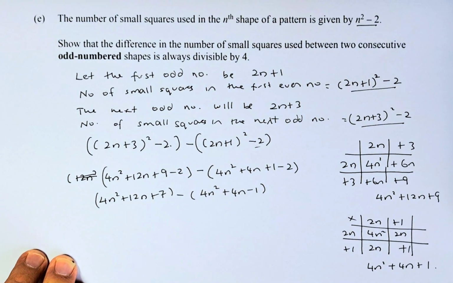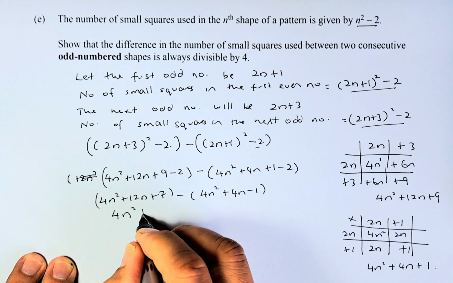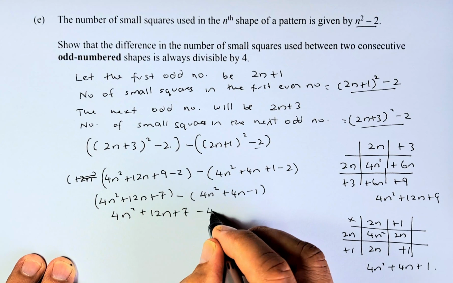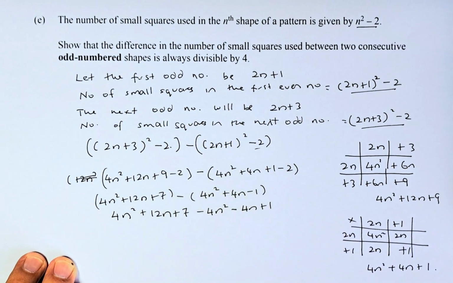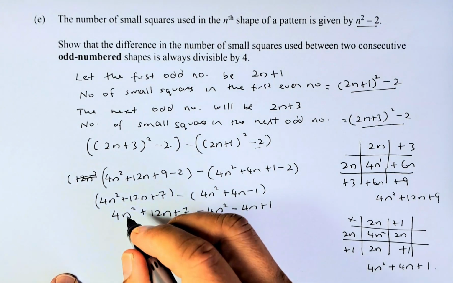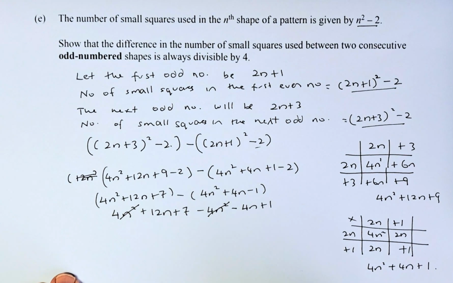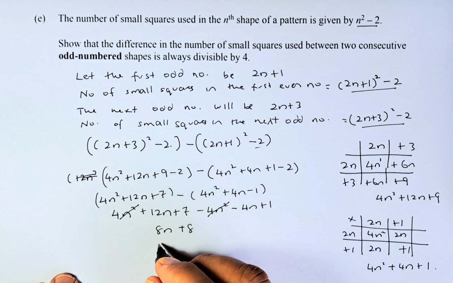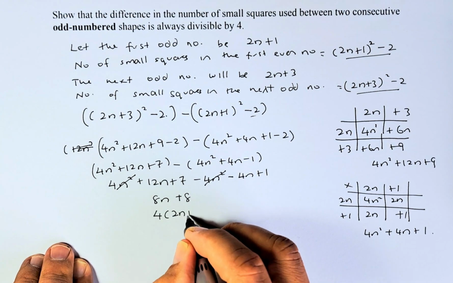Okay, we are going to simplify them. So we're going to open the bracket: 4n squared plus 12n plus 7 minus 4n squared, minus and a plus become a minus 4n plus 1. Now we're going to simplify by cancelling the common factor. 4n squared minus 4n squared is going to be 0. So you have 12n minus 4n, which is 8n. 7 plus 1 is going to be 8. Simplify them, I bring it below, 4 bracket 2n plus 2.